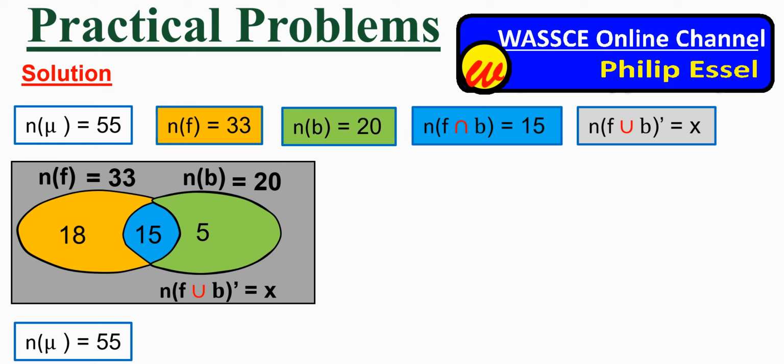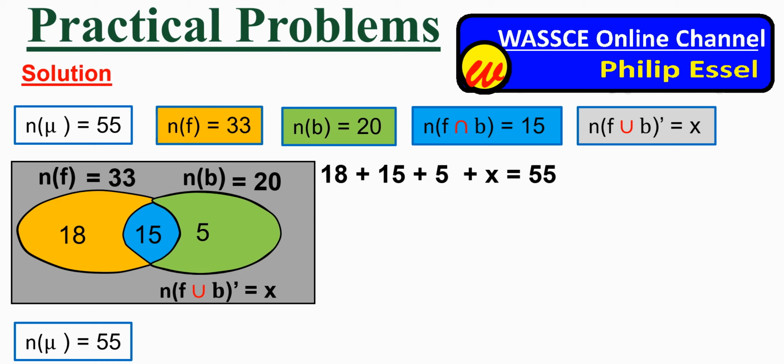So if we have to tell the total number of people in this class, we just need to add those various groups. So that will be 18 plus 15 plus 5 plus x. But we need to remember that this total is also equal to the universal set, which is 55. So we have 18 plus 15 plus 5 plus x equals 55. This is a very simple linear equation, and we can solve for the value of x from this linear equation.